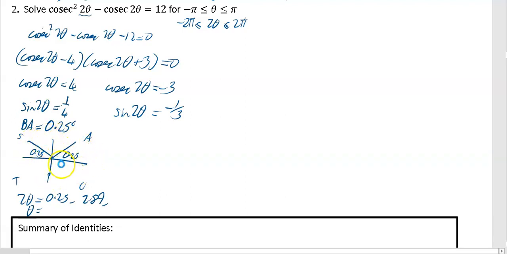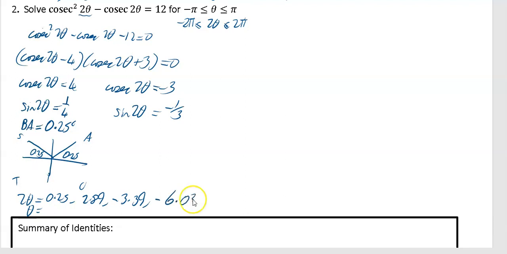We also are going to have the negative ones as well. So we're going to have all the way around to here. It's going to be minus pi minus another 0.25, so it's going to be minus 3.39. And the other one is going to be minus 2 pi, but you're not quite at 2 pi, so it's plus 0.25, so it's going to be minus 6.03.